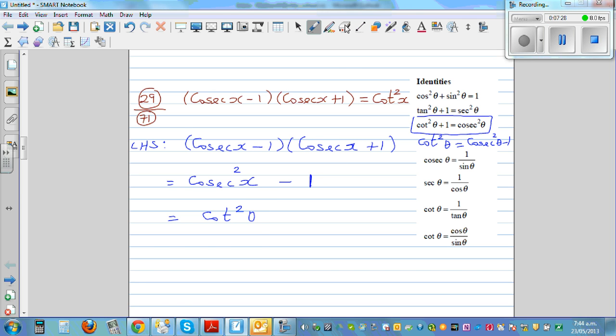Cot squared x. You can try to do this by converting the whole thing into sine. This can be changed to 1 over sine, and this can also be changed to 1 over sine. And if you do this, you can also get this result. Okay, try to do that yourself.